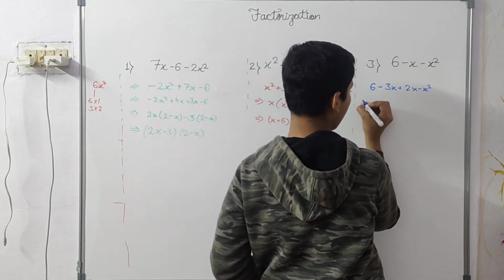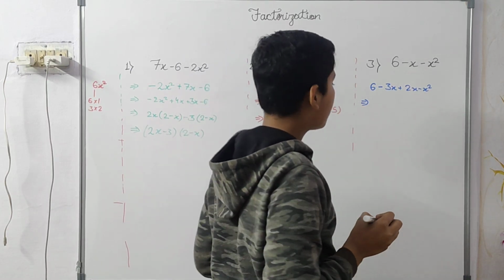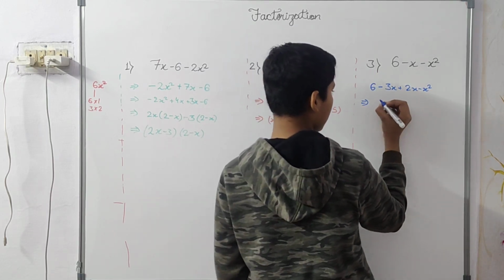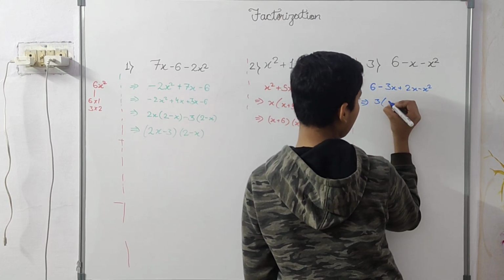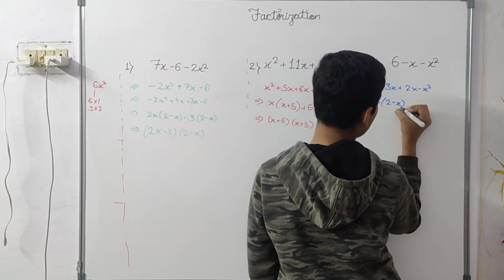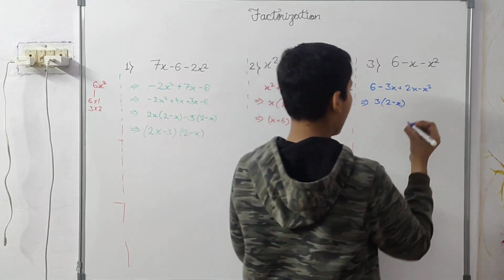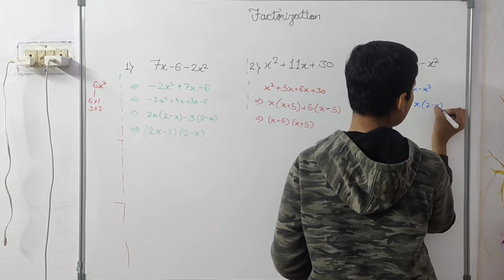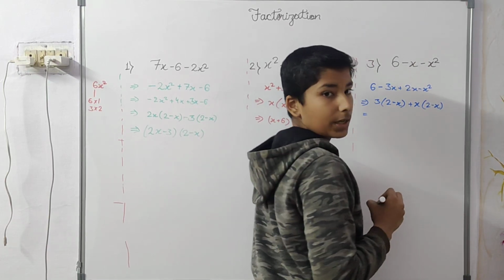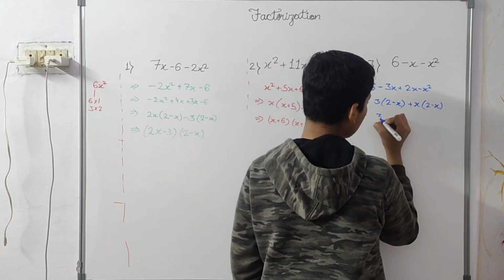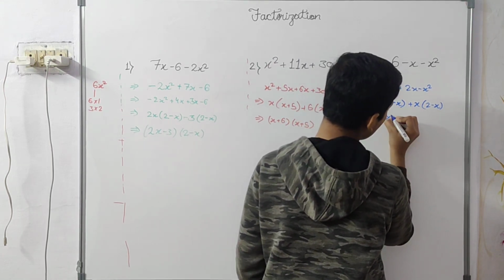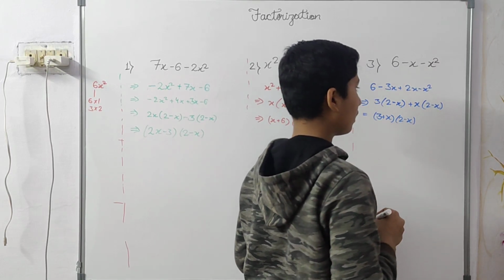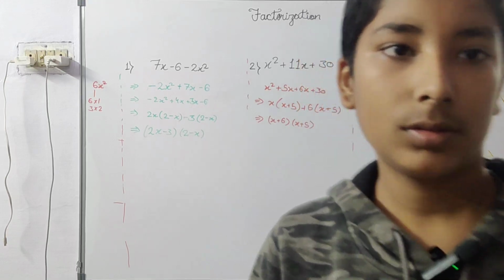Okay. So again, first step was to split the term. Second was to take the common. Common is 3, so we can write it as 2 minus x. And if we take over here, x is common. Again 2 minus x. What is it now? 3 plus x multiplied by 2 minus x. Now we will come to our next question.